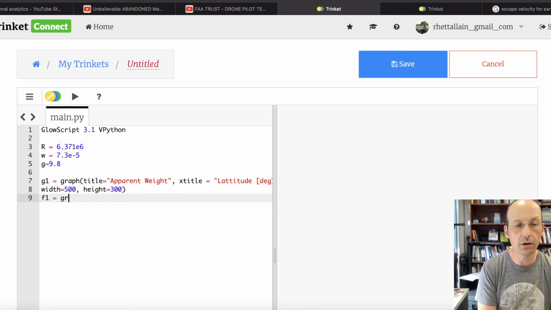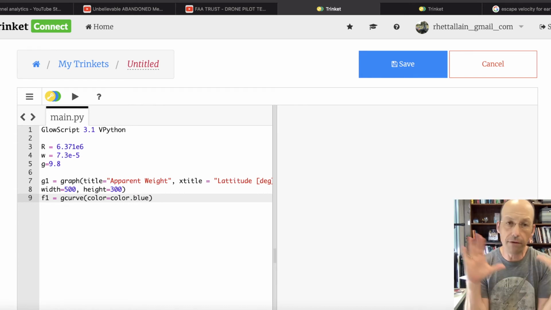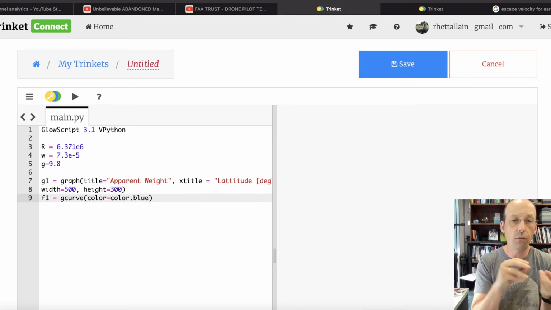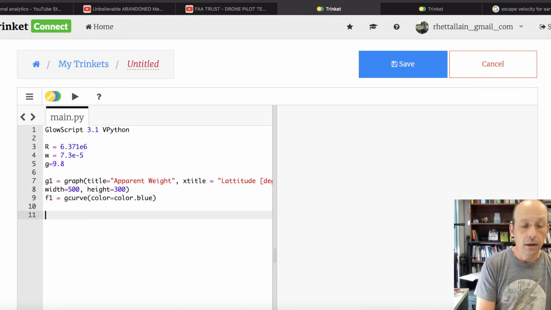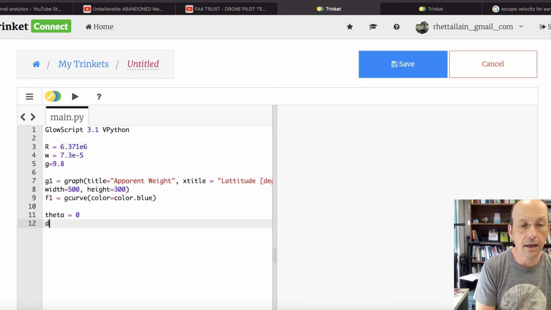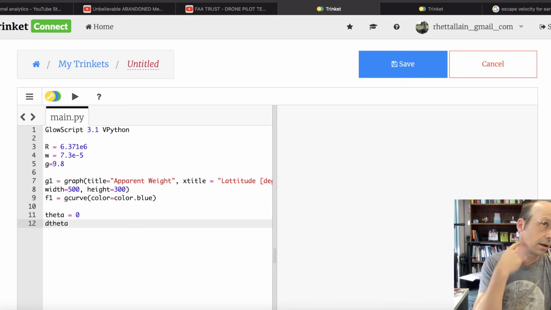F1 equals G curve. Color equals color dot blue. So the G1 is my graph with the axes and stuff, and then F1 is what I'm actually plotting. So let's start with theta equals 0. And then d theta, let's say it's 2 degrees. Yeah, that's fine.